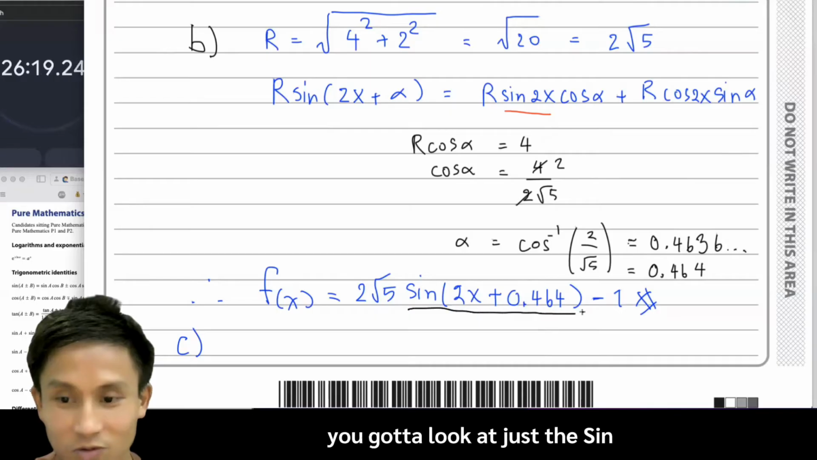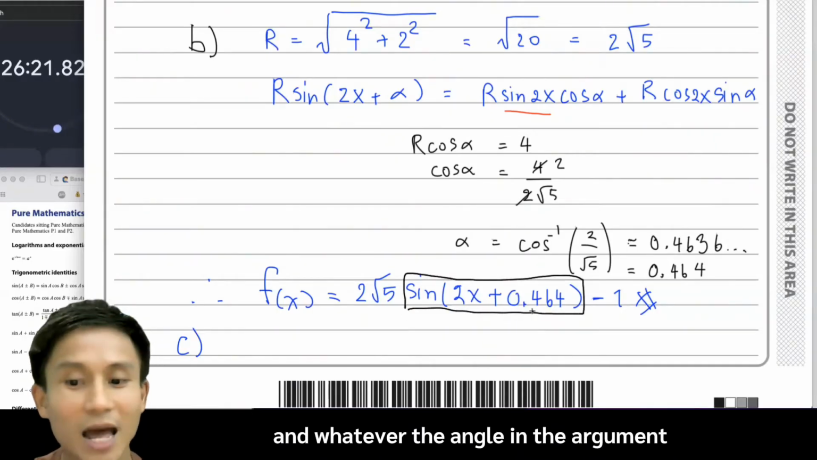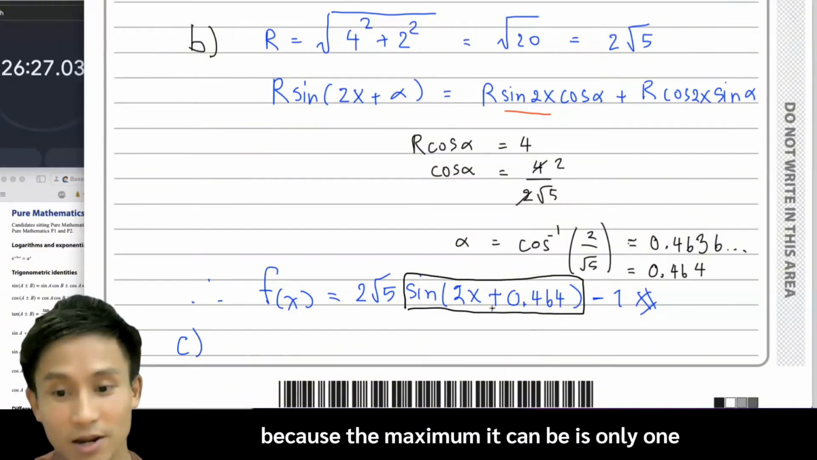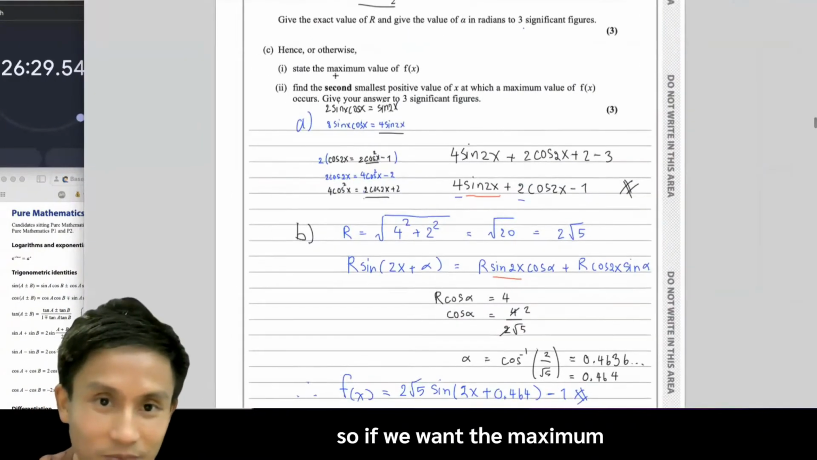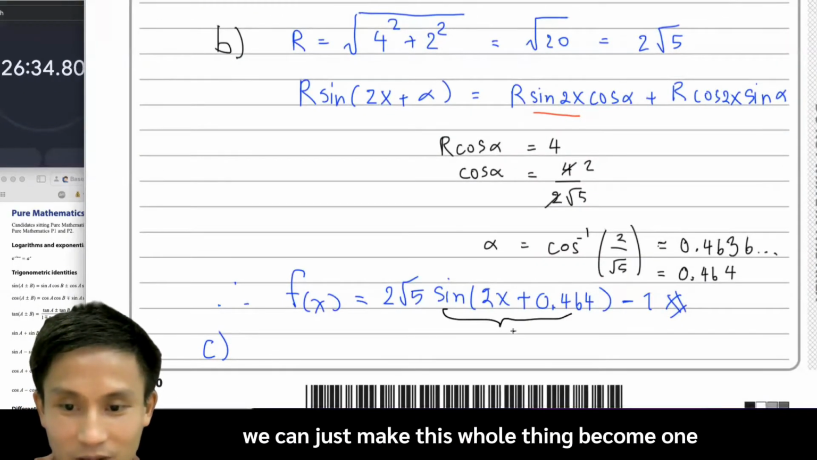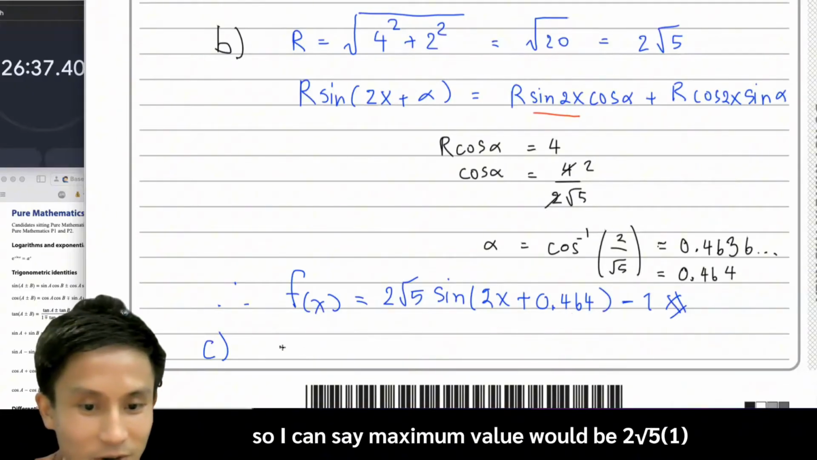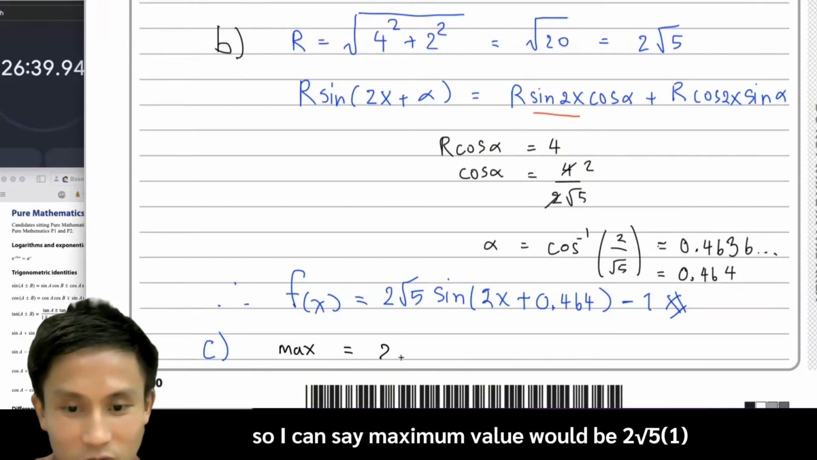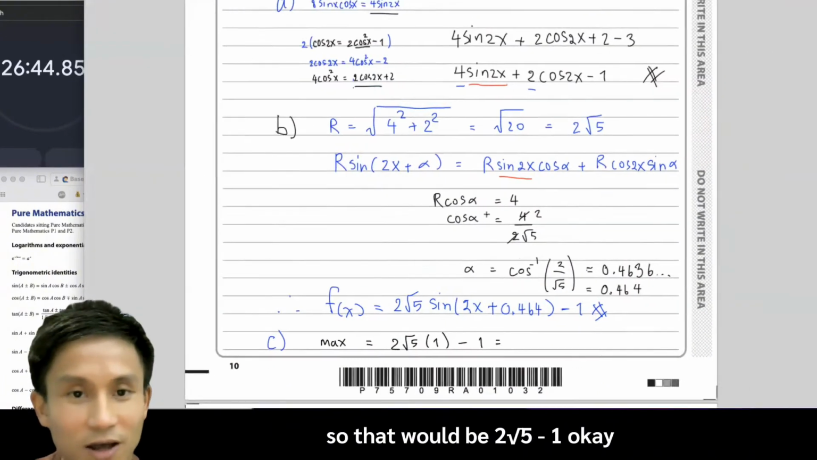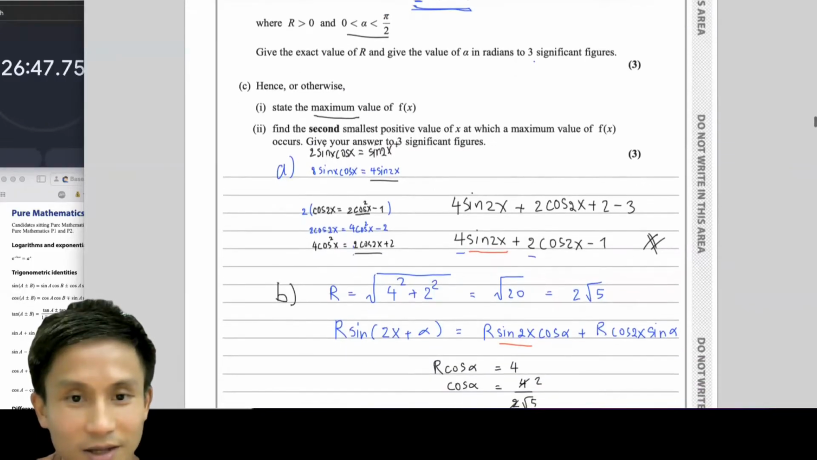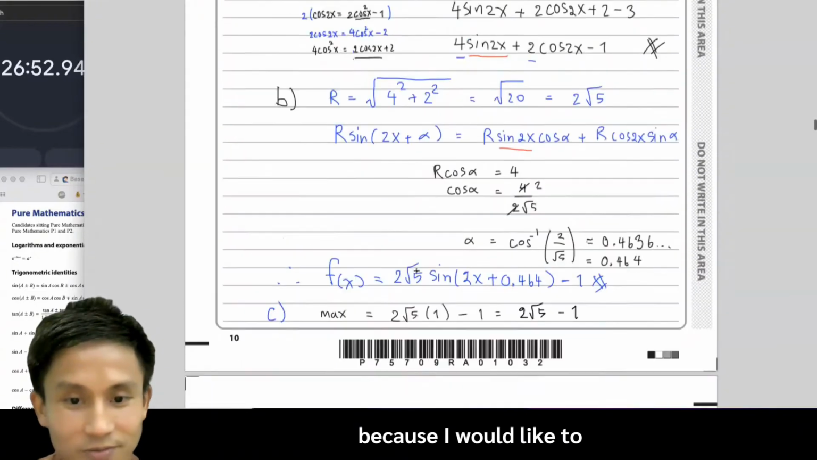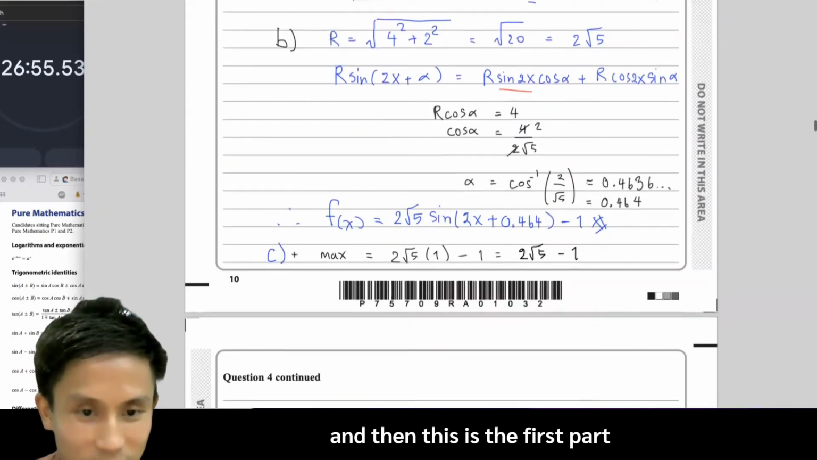This whole thing, you got to look at just the sine, and whatever the angle in the argument, we can ignore that because the maximum it can be is only 1. So if we want the maximum, which we do here, we can just make this whole thing become 1. So I can say maximum value would be 2 root 5 times 1, that whole thing, and -1. So that would be 2 root 5 minus 1. Okay. I can just keep the answer exact like this because I would like to. And then this is the first part.